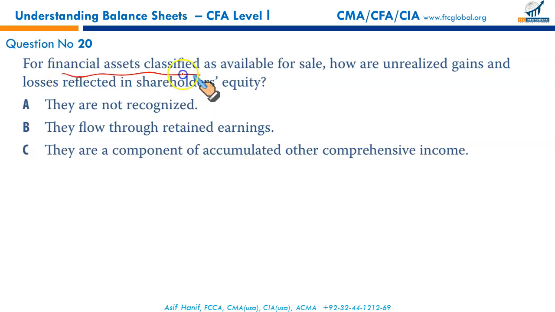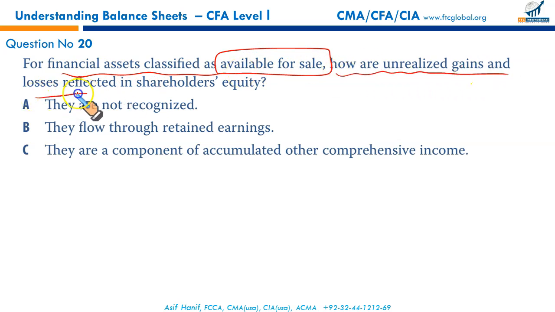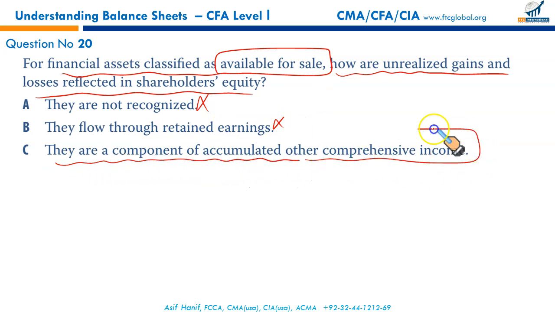For financial assets classified as available for sale, how are the unrealized gains and losses reflected in the shareholders' equity? They are not recognized. Wrong. They flow through the retained earnings. No, that is for the held for trading. They are a component of accumulated other comprehensive income. Yes, any fair value gain or loss, unrealized one, goes to other comprehensive income, which we discussed in detail.